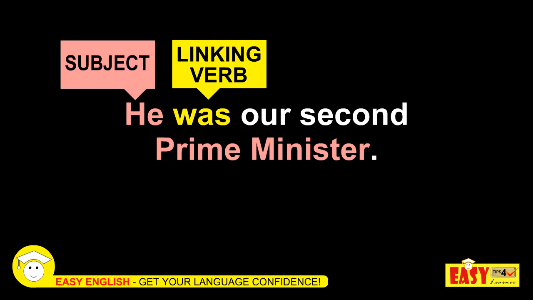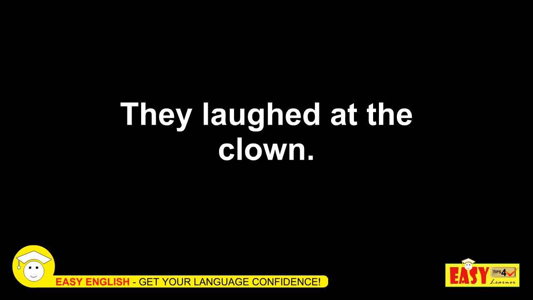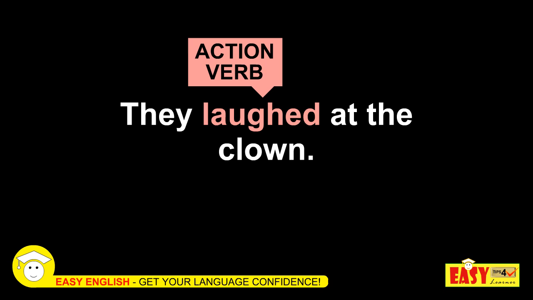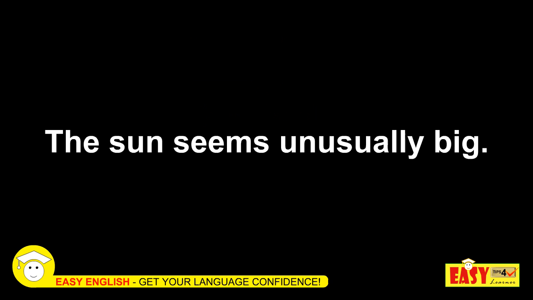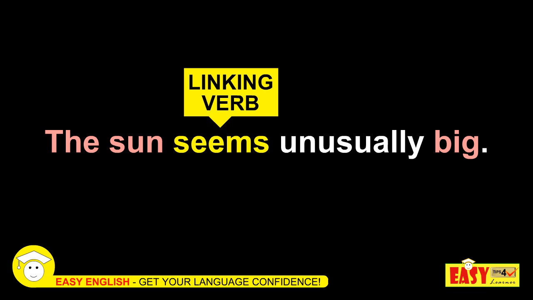Now let's analyze the next two sentences. Try to identify the action verb and the linking verb. They laughed at the clown. So here obviously the action verb is laughed. The sun seems unusually big. So here the sun and big are connected by the linking verb seems. So now you would get an idea what is a linking verb, isn't it?